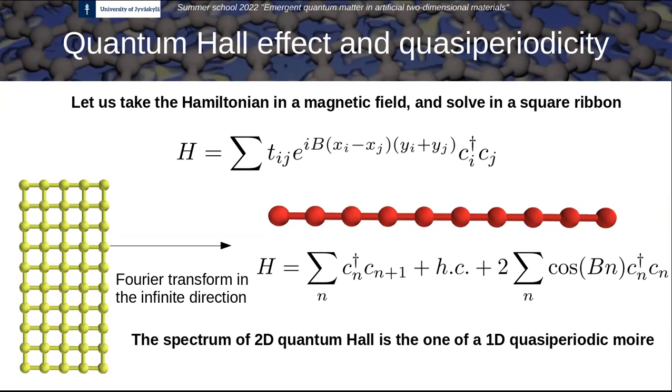Yeah, in the Moiré, you didn't do any gauge transformation. So you can think in this way. So this is the Landau gauge, right? And essentially the Landau gauge breaks the translational symmetry in one of the directions. And when you break translational symmetry in one of the directions, I mean, you can think that you have a quasi-periodic modulation.